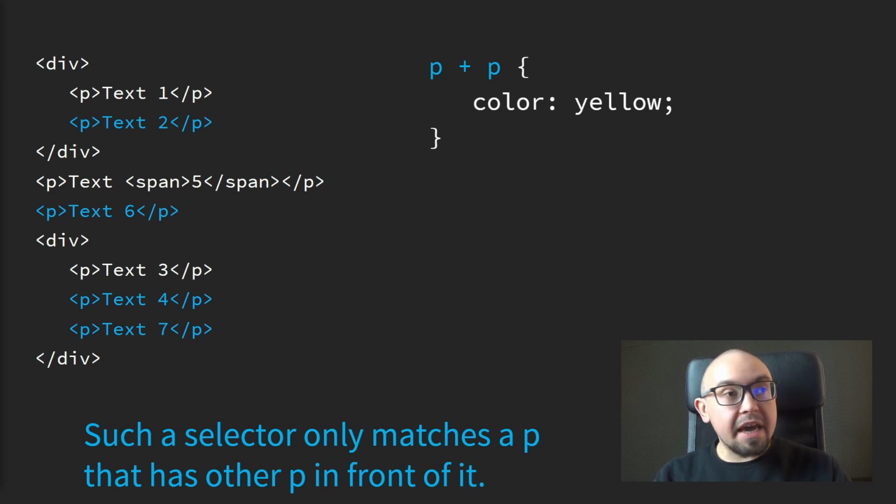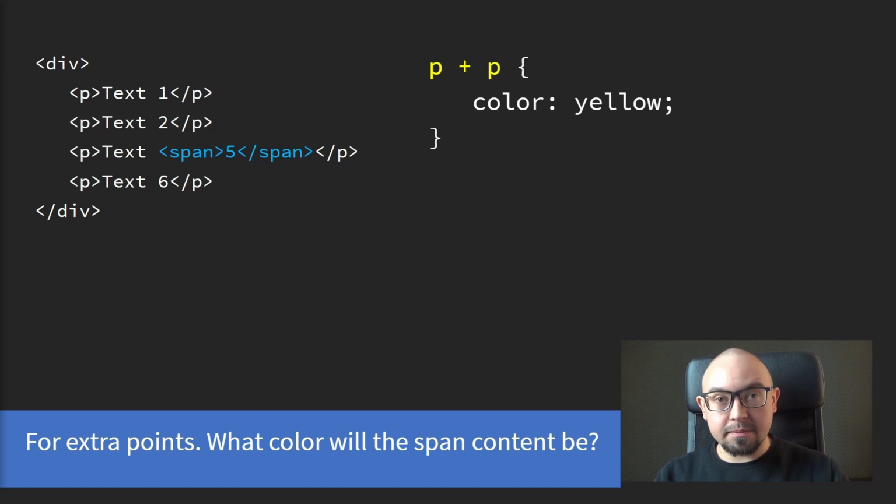The second p tag already has another p tag in front of it, so it works. But the last p tag also has another p tag in front of it, which also makes it match that selector. A task for extra points. What color will the span content be?